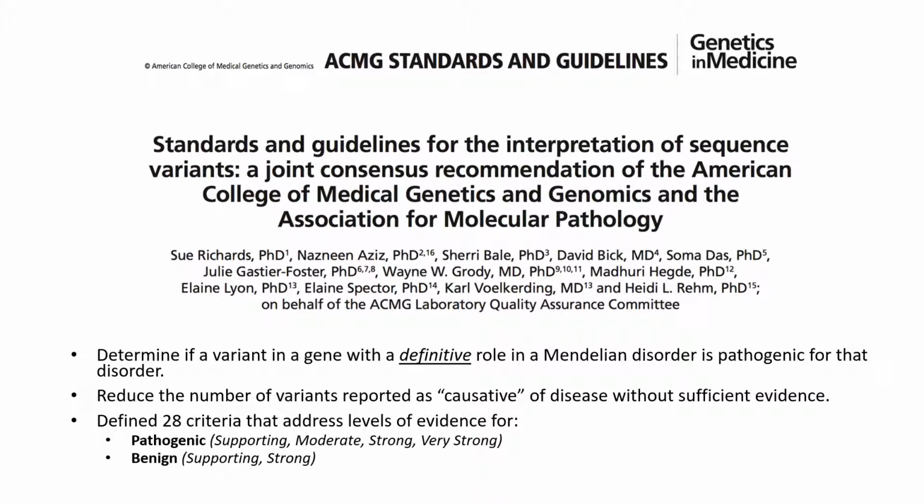It is important to note that this framework, as it is written, is not designed to consider variants in genes with minimal evidence supporting their association to a Mendelian disease, which are often referred to as genes of uncertain significance. To accomplish this goal, the guidelines define 28 criteria that address various types and levels of evidence that either support a pathogenic classification for a given variant, with levels ranging from supporting to very strong, or support a benign classification with supporting, strong, or standalone evidence levels.